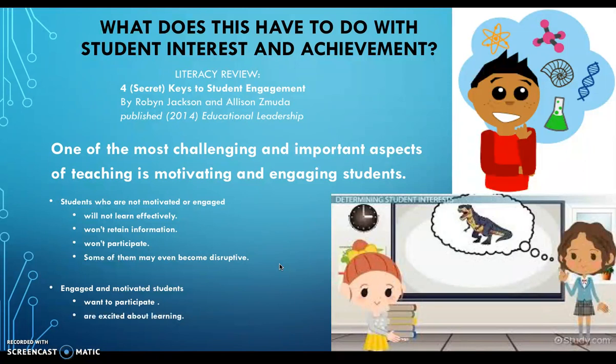Jackson and Zamuda discussed that one of the most challenging and important aspects of teaching is motivating and engaging students. Students who are not motivated or engaged will not learn effectively. They won't retain information, they won't participate, and some of them may even become disruptive. On the other hand, engaged and motivated students want to participate and are excited about learning. Some students are self-motivated with a natural love of learning, but even with students who do not have this natural drive, a teacher can make learning fun and inspire them to reach their full potential. They go on to say that one of the most recent ways to create a fun experience for students to learn is through the process of gamification.